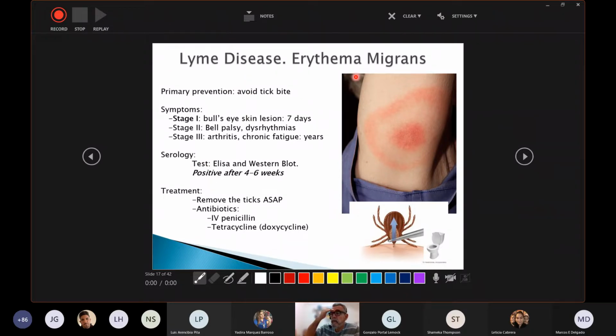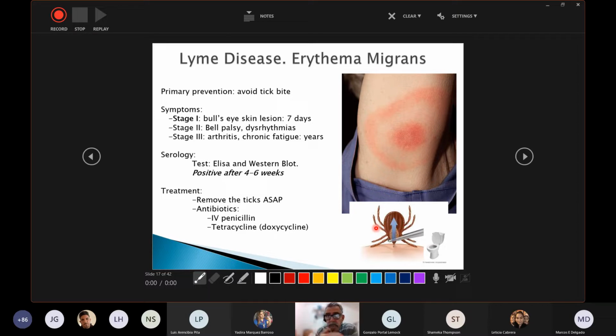Lyme disease. The NCLEX asks many questions about Lyme disease, but very simple questions. What you need to know about Lyme disease: First, it's a bacterial infection. The bacteria is inoculated by a tick. The tick is normally found in the forest because it's the tick that parasitizes deer.